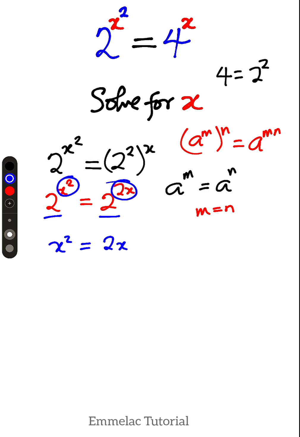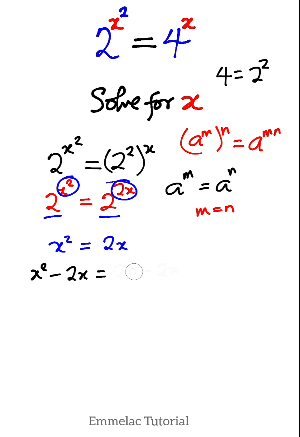Now many people will do this, which is very wrong. Because x is a common factor between the two, they will divide both sides by x. Actually, this eliminates one of the solutions of x. So the best approach is to subtract 2x from both sides. So what does that imply? It means that x squared minus 2x equals 2x minus 2x. So we know that 2x subtracted from itself is 0.